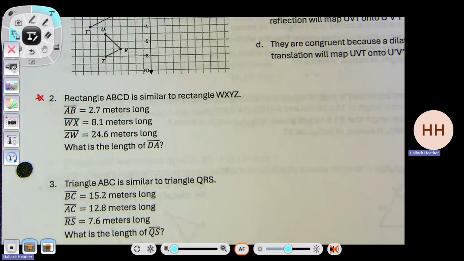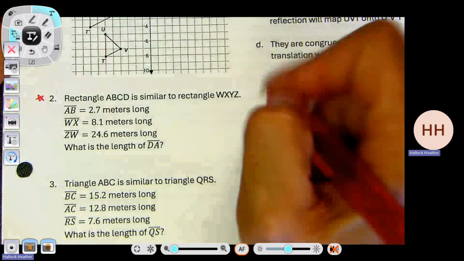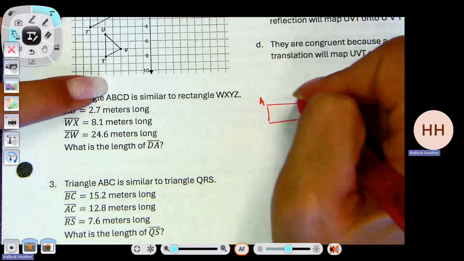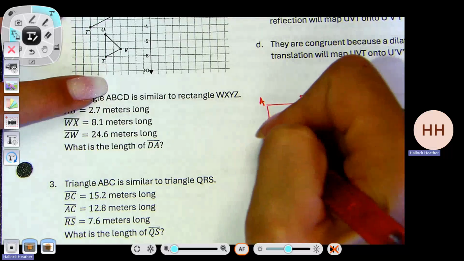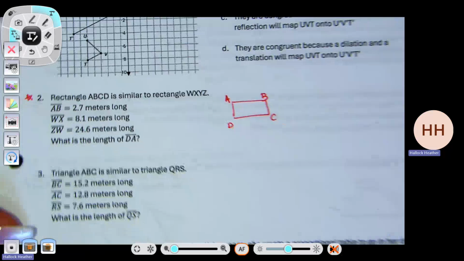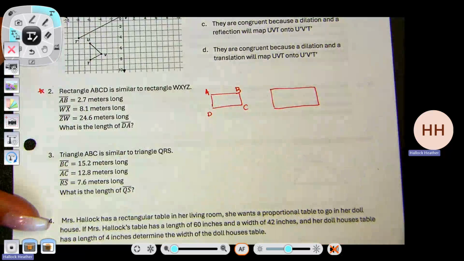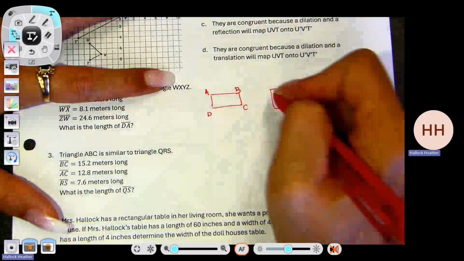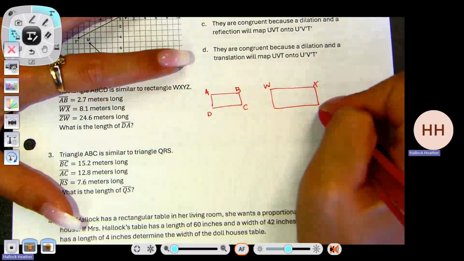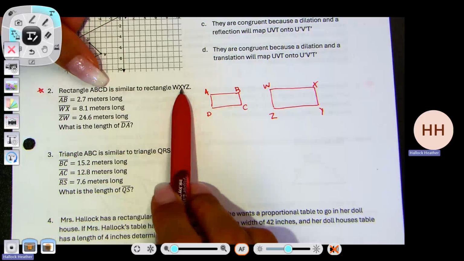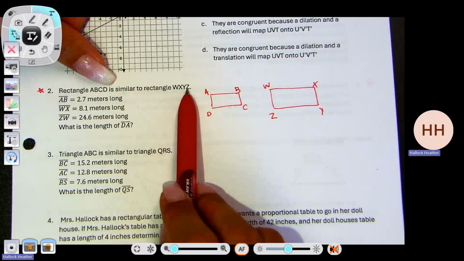So we are going to go through and draw two pictures because when in doubt, draw it out. If I label the first one A, B, C, and D, remember that the way I draw the first one determines how I have to label the second one. So it's a little bit bigger or smaller, W, X, Y, Z. So A matches with W, B matches with X, C matches with Y, D matches with Z.